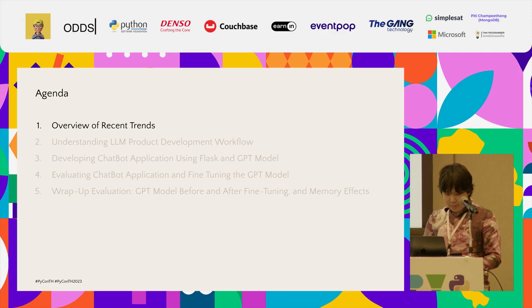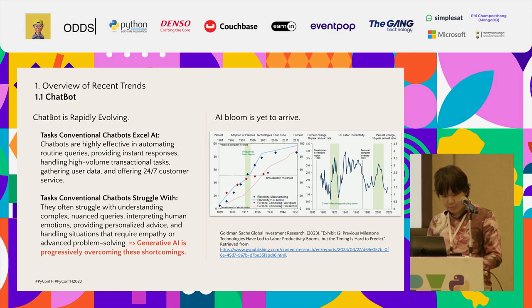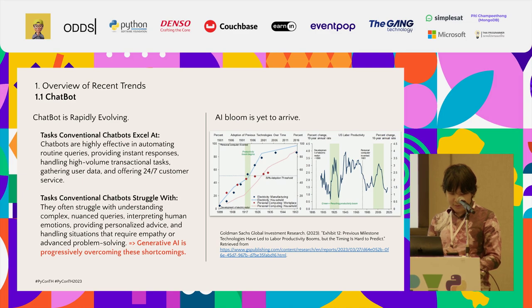First, let me provide some input about key terms of this talk. As you already know, conventional chatbots were efficient at basic tasks and quick replies, but struggled with complex problems and emotional understanding. Generative AI is overcoming these issues. Some people say that chatbots and generative AI might take over 80% of jobs. They also complain that ChatGPT is not always trustworthy or reliable. However, the reality is not that straightforward.